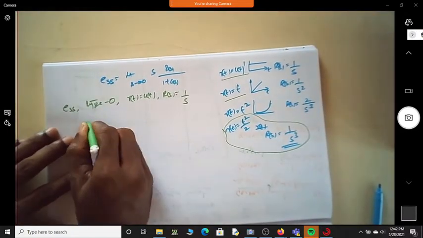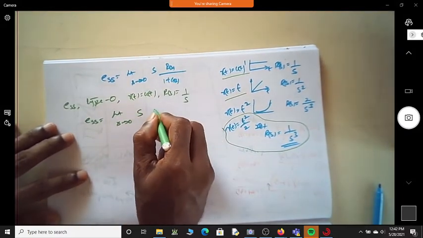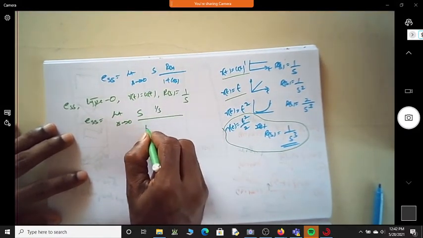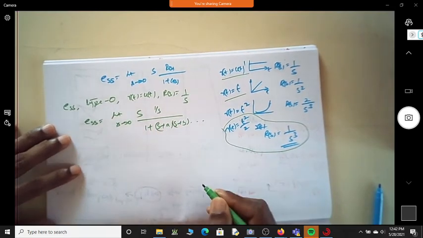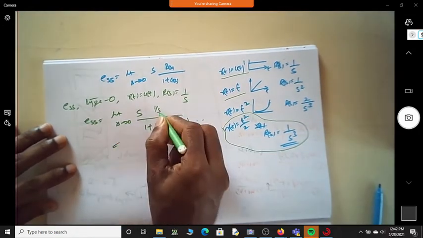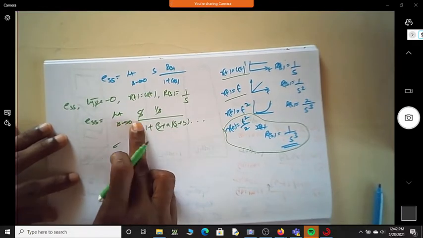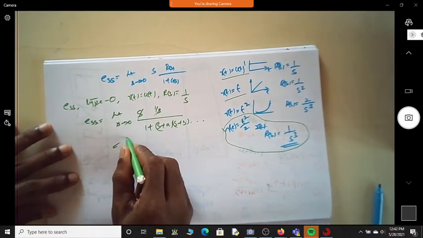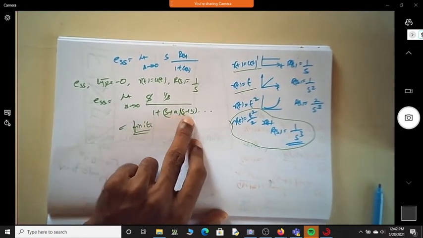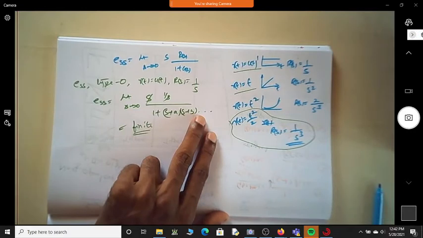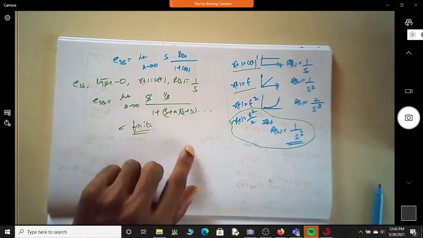So shall I write it as ESS as limit of s tending to 0, s into R of s? It is 1 over s divided by 1 plus, s plus a, s plus b, and so on. Yes, sir. So does this cancel out? If s is tending to 0, do you end up with a finite value? Yes, sir. Of course, that depends on the values of a, b, c. Yes, sir. Always.